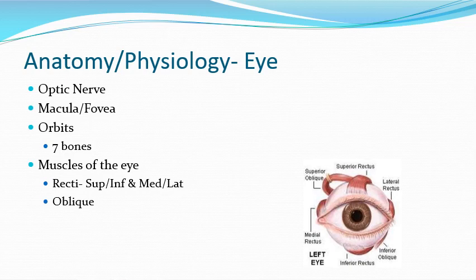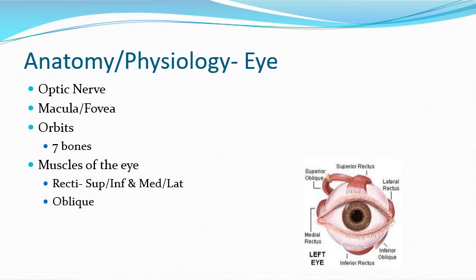So you have the recti muscles, the superior and inferior rectus, and then the medial and lateral. You have a pretty good picture off to the side here demonstrating where those muscles are. And then you have the oblique muscles, the superior oblique and the inferior oblique. So when you're looking at the movements of the eye, all your movements are controlled by those six extraocular muscles.